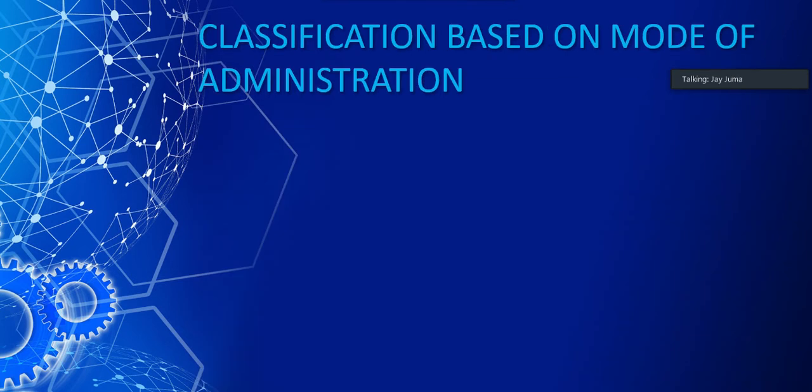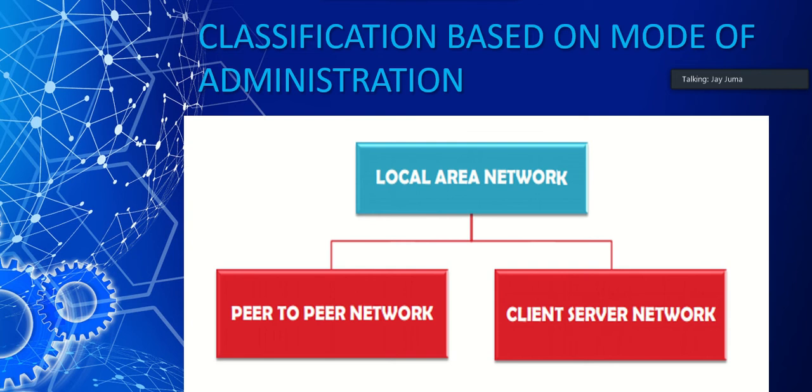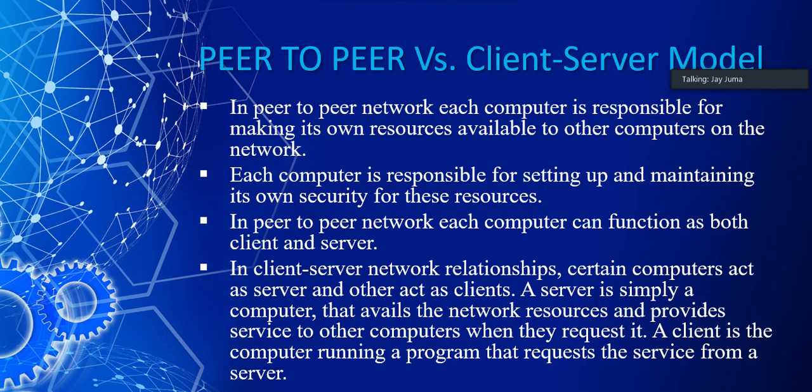We will move on, as there's another classification. Besides the classification based on geographical location, we also have a classification of networks based on the mode of administration. How are you managing this network? Under this category, we have a peer-to-peer network and a client-server network. A peer-to-peer network is where each computer is responsible for sharing its own resources. Basically, you're connecting two computers directly. In this kind of setup, we are forming a peer-to-peer network.